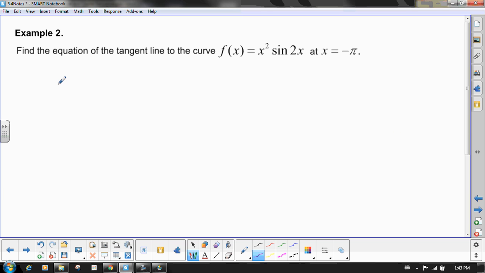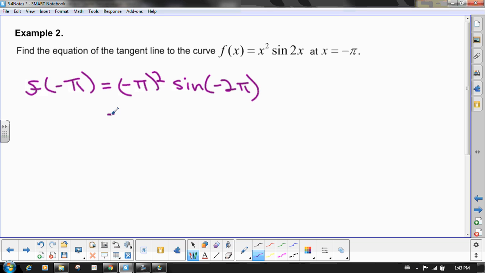Yet again, same question. So find the equation of the tangent line at x equals negative pi. So the first thing I'm going to do is figure out what f is at negative pi. So I have negative pi squared times the sine of negative 2 pi, which is going to be 0, because the sine of 2 pi is 0. So I have my coordinate. And the fact that y is 0 will make things a little bit easier.